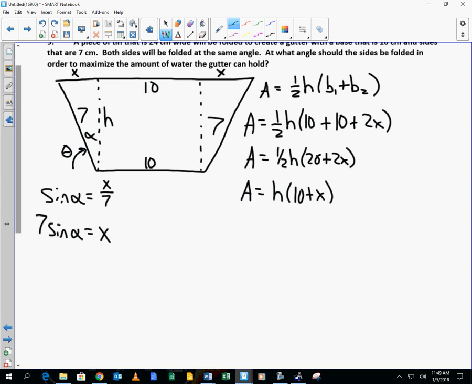Hey, I've got to get rid of h. Which trigonometric function comes to mind if you say alpha, 7, and h? Cosine. The cosine of alpha is equal to h over 7. So therefore, 7 cosine of alpha is equal to h.